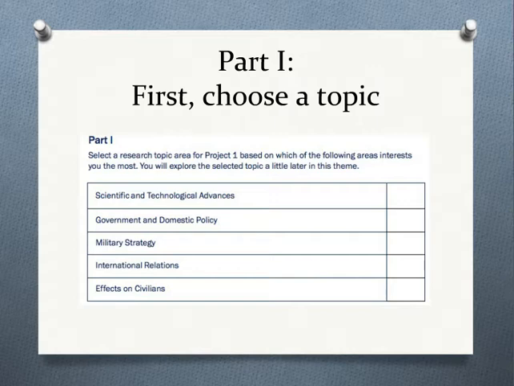Your topic is either going to be scientific and technological advances, government and domestic policy, military strategy, international relations, effects on citizens. I would say that the most popular topics are usually science and technology, military, and effects on citizens. I think that's what most grabs people about the dropping of the atomic bomb. And so that's what I most regularly see in my classes. So choose one, whichever one interests you. You've gone through the research kit now, you know which one you liked.